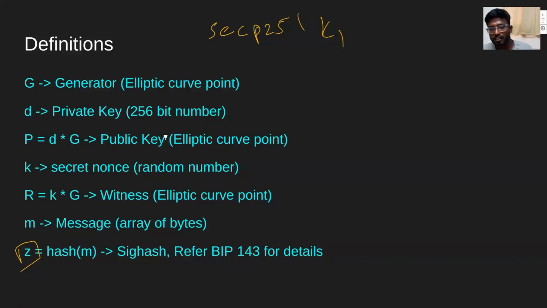A point on an elliptic curve has two coordinates x and y. Each coordinate is a 256-bit number. So take a screenshot of this. If you have photographic memory, then that's awesome.